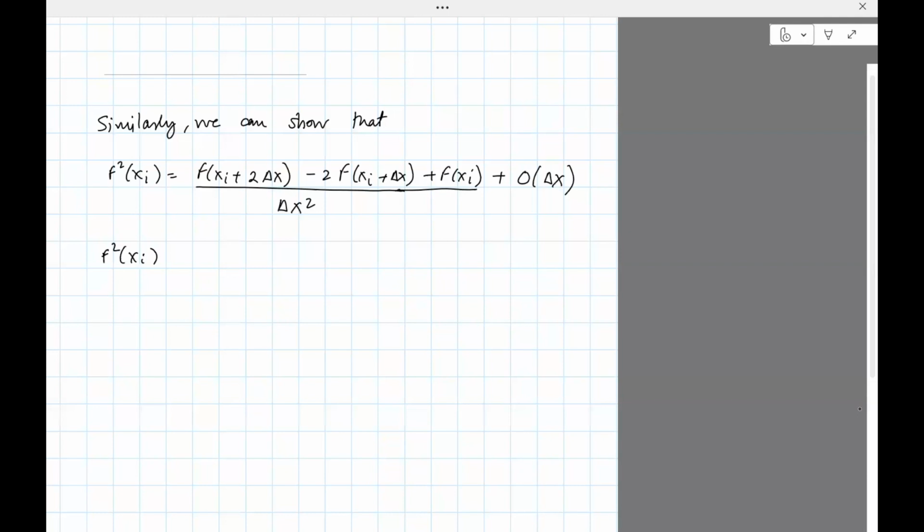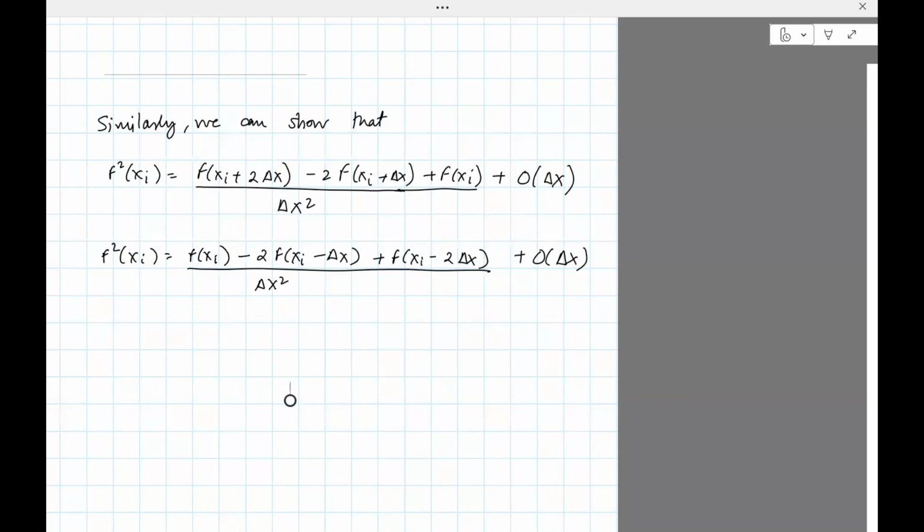And here's another formula: f of xi minus 2 f of xi minus delta x plus f of xi minus 2 delta x, and this divided by delta x squared. The error is also of the order of delta x.